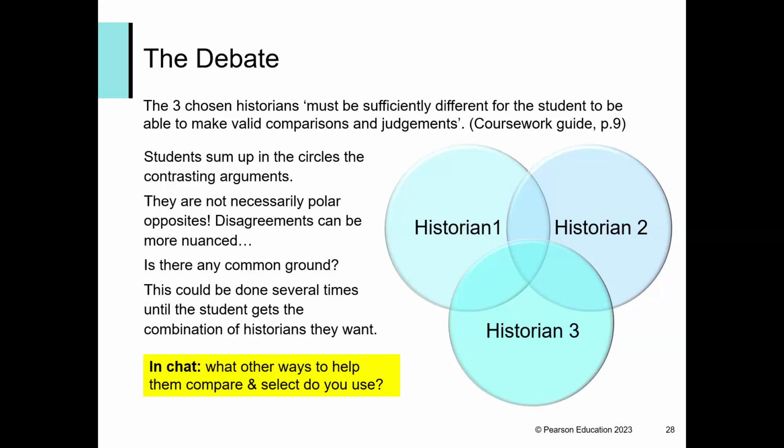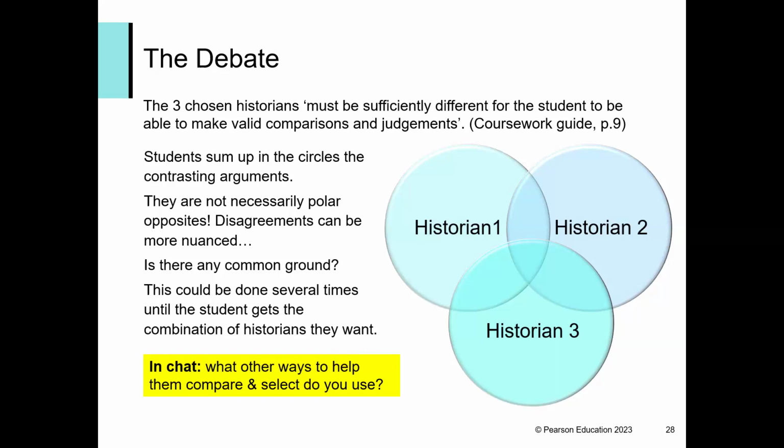And of course, the way I've put those circles is also to show that it's not necessarily the case that historians have completely polar opposite arguments. Sometimes disagreements can be more nuanced and there can be some common ground. This could be done several times with students until they get the combination of historians they want.